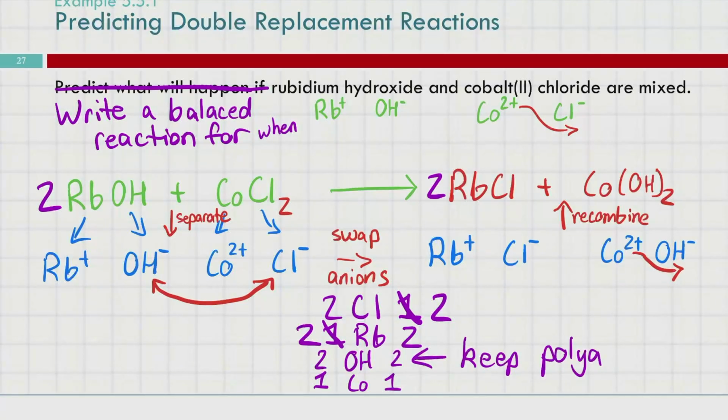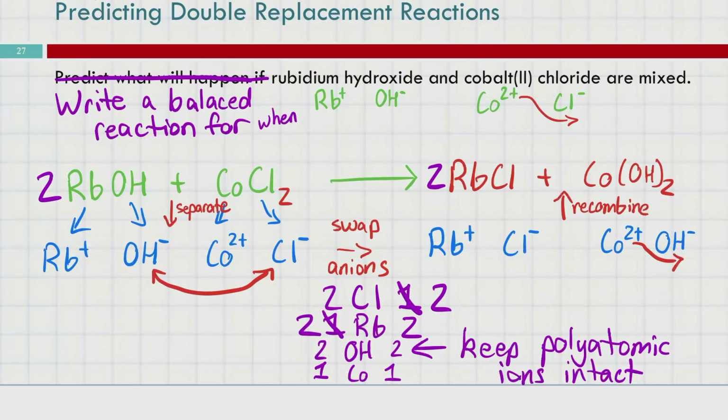Notice that I'm keeping the polyatomic ions intact. So like the hydroxide that we have in this problem, I think it was the nitrate in the previous problem, we're keeping that together as one complete unit that reduces the number of things that we have to check. Any questions about solving or predicting double replacement or single replacement reactions?